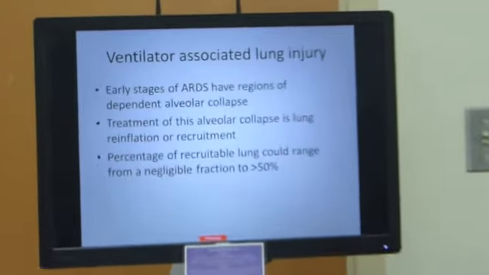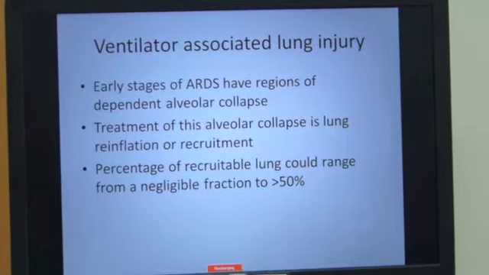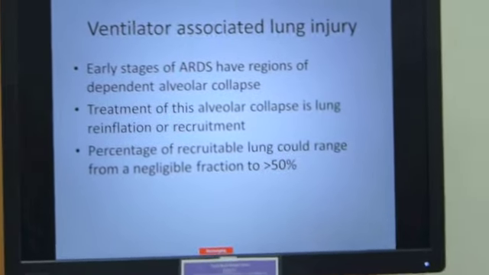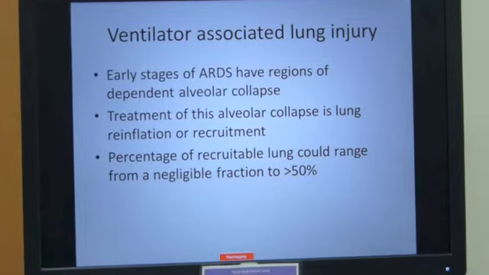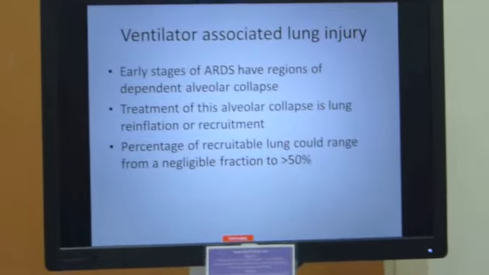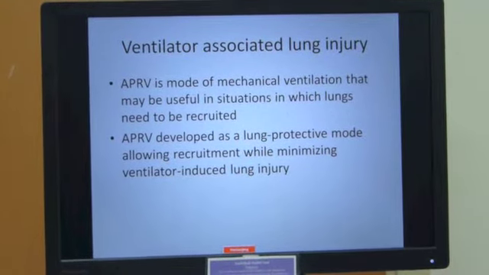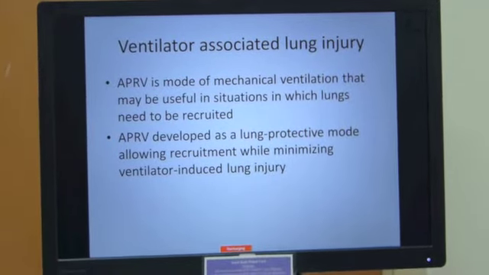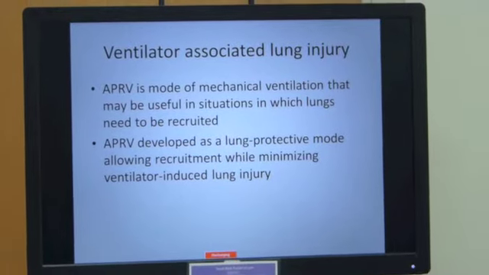So we'll start talking about ventilator-associated lung injury. It's important to know that the early stages of ARDS have regions of dependent alveolar collapse, and treatment of the collapse is lung reinflation or recruitment. The percentage of recruitable lung could range from really small numbers to even greater than 50%, based on how well you do your recruitment maneuvers. APRV is a mode of ventilation that may be useful in situations in which lungs need to be recruited, and it was initially developed as a lung protective mode which allowed the recruitment while minimizing ventilator-associated lung injury in a very specific way.